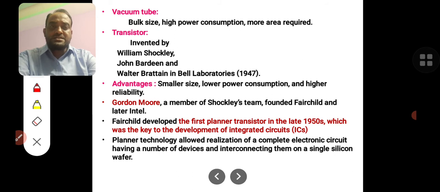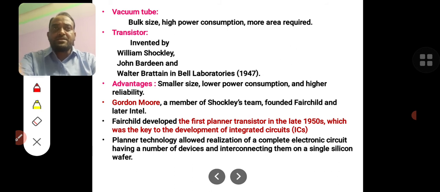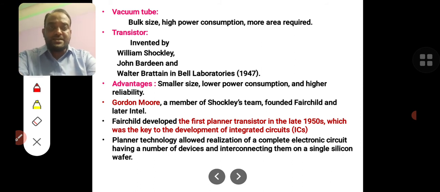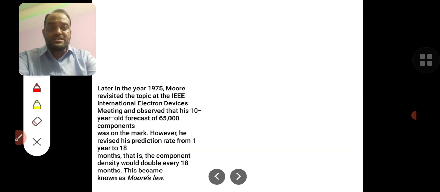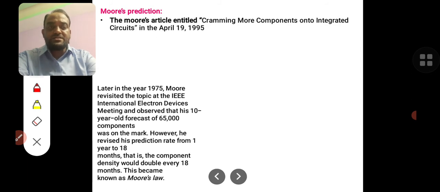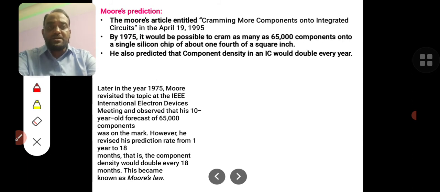The planar technology allowed realization of complete electronic circuits, having a number of devices interconnected on a single silicon wafer. As we have studied in VLSI, a number of transistors can be interconnected over a single chip of silicon to realize a particular function, which is called an IC. This has become possible because of the introduction of planar technology.